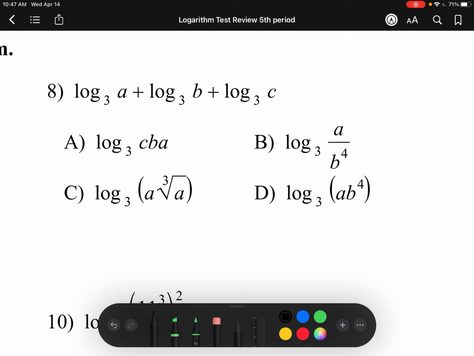All right, so for number 8, it's the same thing. It's a really simple one. It's just the product property. There's no exponent property. So you just multiply a, b, and c. So this is going to be log base 3 of a, b, c. However, they chose to write it in the answer as cba, but the answer is A here.